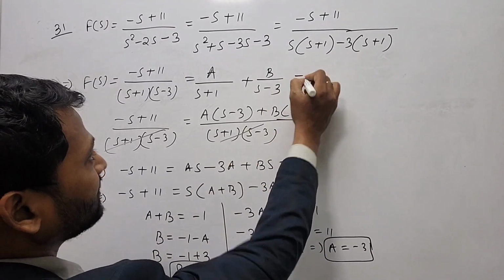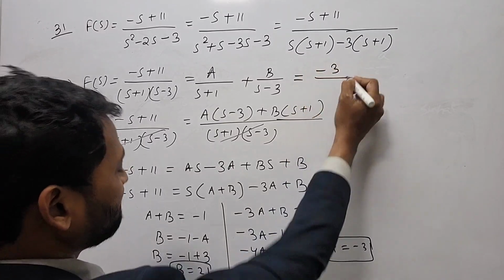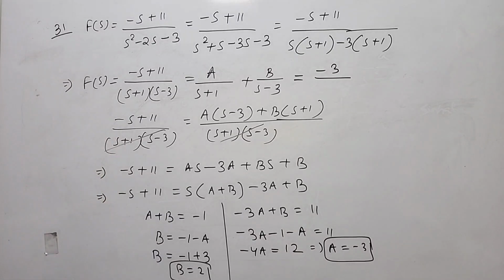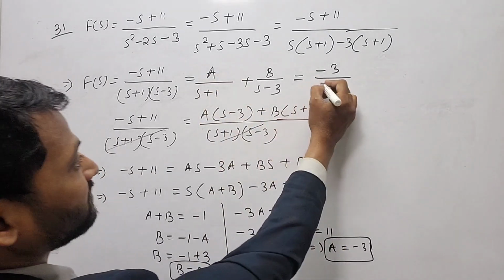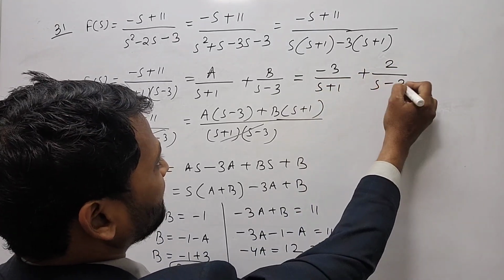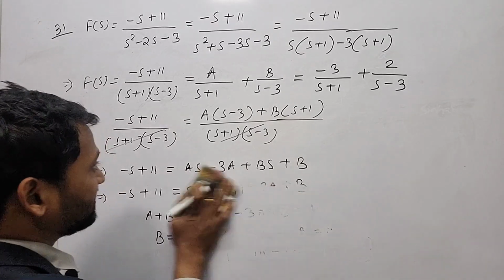Then here we can put A. A is minus 3. So it is minus 3 by s plus 1, plus B, which is 2. So 2 by s minus 3. Okay. So I'm erasing this part.